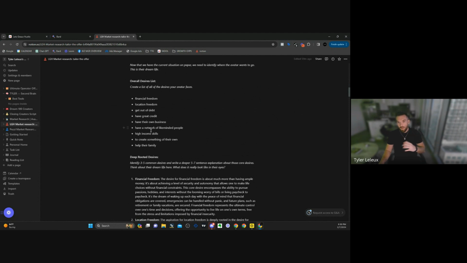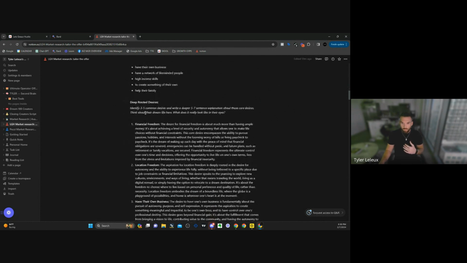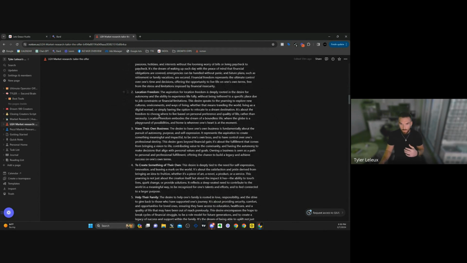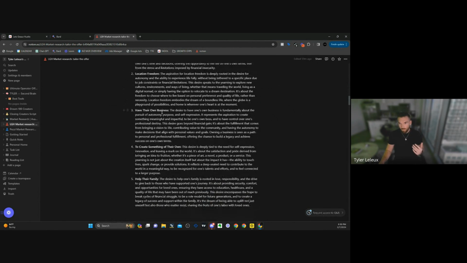They want to get out of debt. They want to have good credit. They want to have their own business. They want to network with like-minded people. They want to have skills that are high-income skills. They want to create something of their own. They want to help their family. And then you're going to go through the same process. Select 3 to 5 of those and then go deeper and expand on them. So having their own business, desire to have one's own business, you're in control of your own time, your outputs are correlated to your inputs, you're contributing value to your community, so on and so forth.